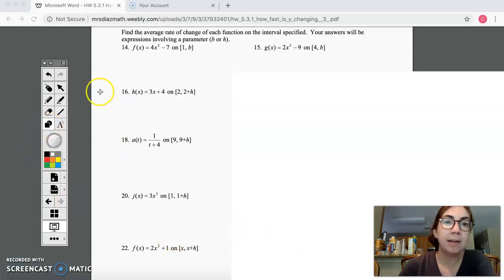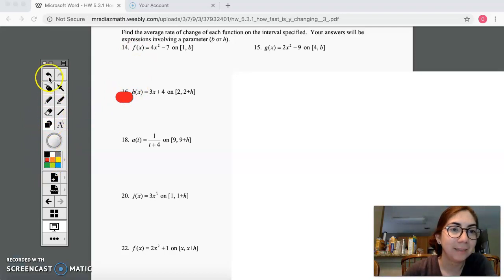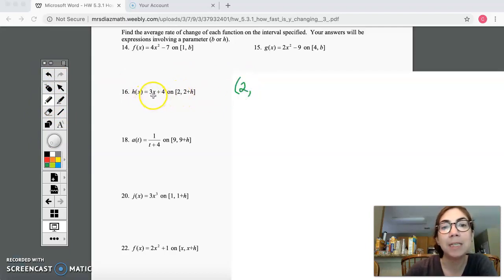All right, let's try number 16. Oh, geez Louise, no, undo. I don't know why that came out so big. So number 16. Undo again. Here we go. Number 16. So the first coordinate is 2. So let's plug in 2. 3 times 2, 6 plus 4. 6 plus 4 is 10.